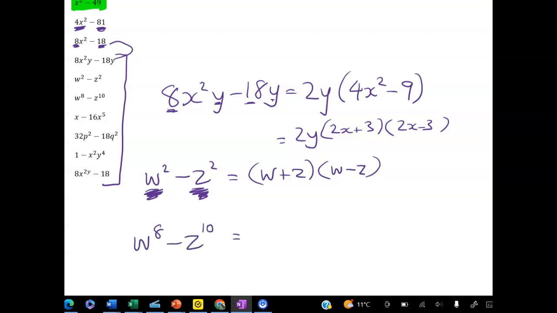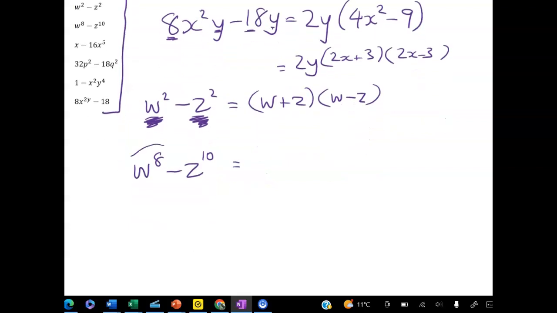Next up, we have to be a little bit careful here to think about how this is a perfect square. It's tempting to write the square root of 8 here, but that's not going to be right, because when we have the same base, we add the powers. So w to the power of 8 can be broken into w to the power of 4 times w to the power of 4. z to the power of 10 can be broken into z to the power of 5 times z to the power of 5.